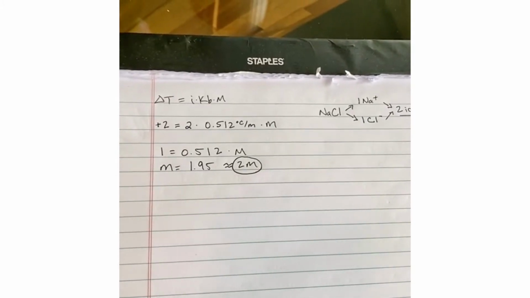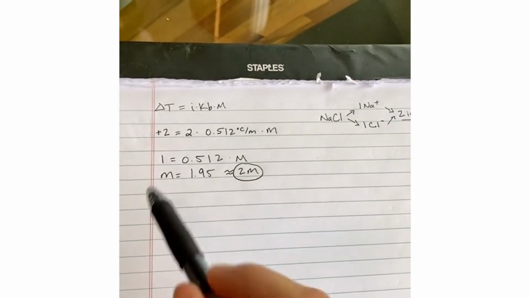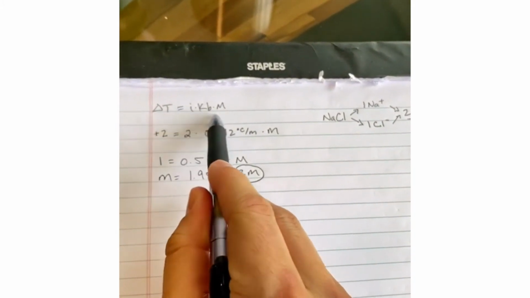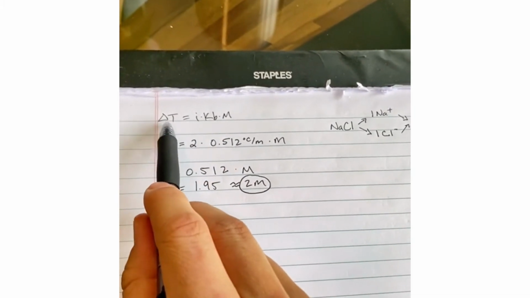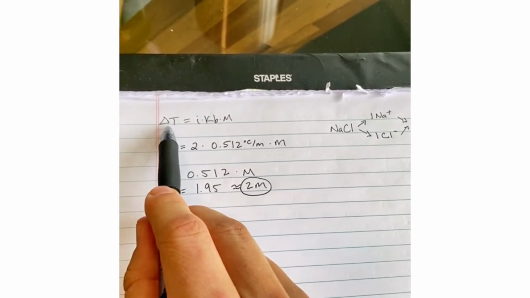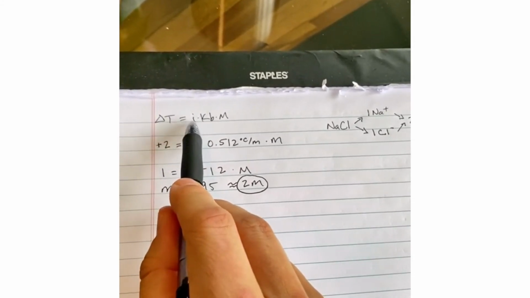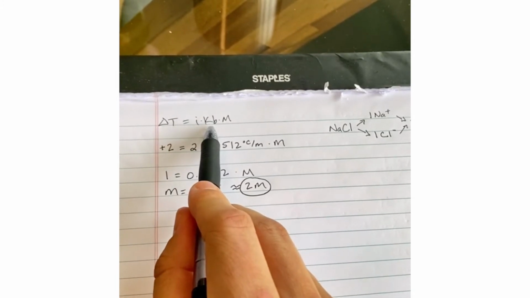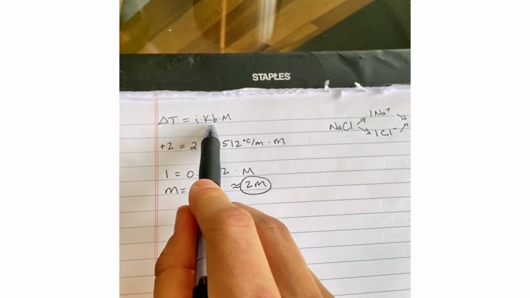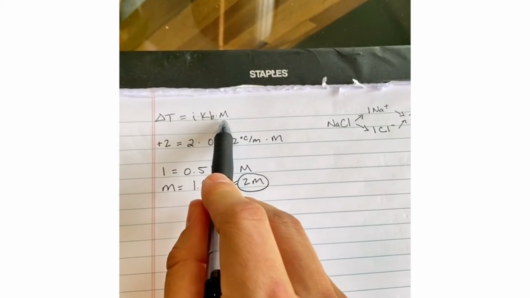Here are my calculations. Make note of this first equation. You'll need it for your MCAT. The change in temperature in degrees Kelvin, which is the same as change in degrees Celsius, is equal to what's called the Van't Hoff factor times the molal boiling point elevation constant KB times the molality of the solution.